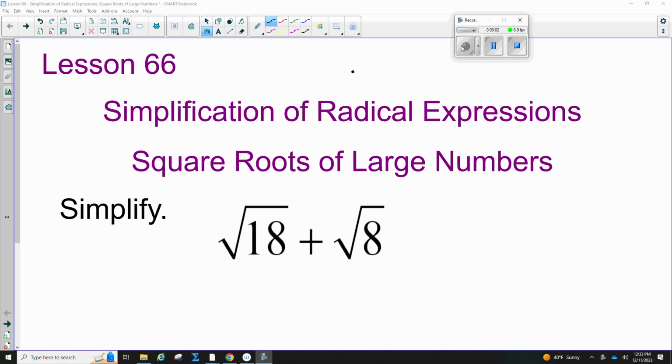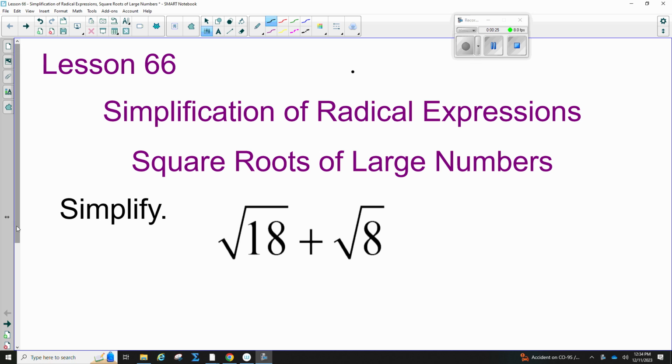Lesson 66, simplification of radical expressions and square roots of large numbers. Okay, we basically did this, we're just kind of combining it. So remember last week we learned you could add radicals or square roots that have the same number underneath the house, right? And we also learned how to simplify them. So we're going to do both today.